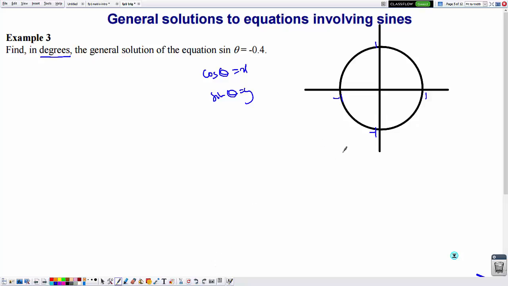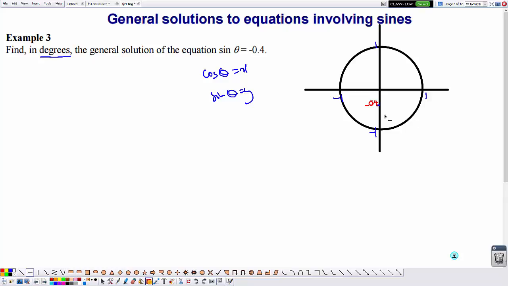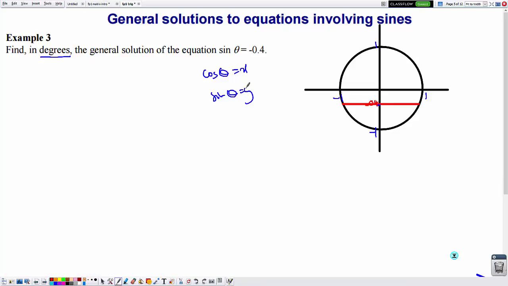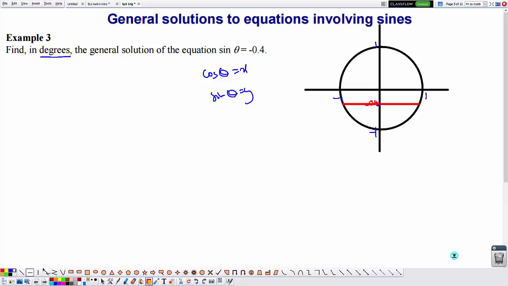In fact, let's do it a little bit more accurate. So minus 0.4 will be there. And I'll do this. I think red will be a little bit more visible. So that's minus 0.4. So what do we want? Well, we want to go to the circle. Again, whenever we do these, we want, because sine theta is the y, that's why we're doing the horizontal line. And we want the two angles which give me these two.